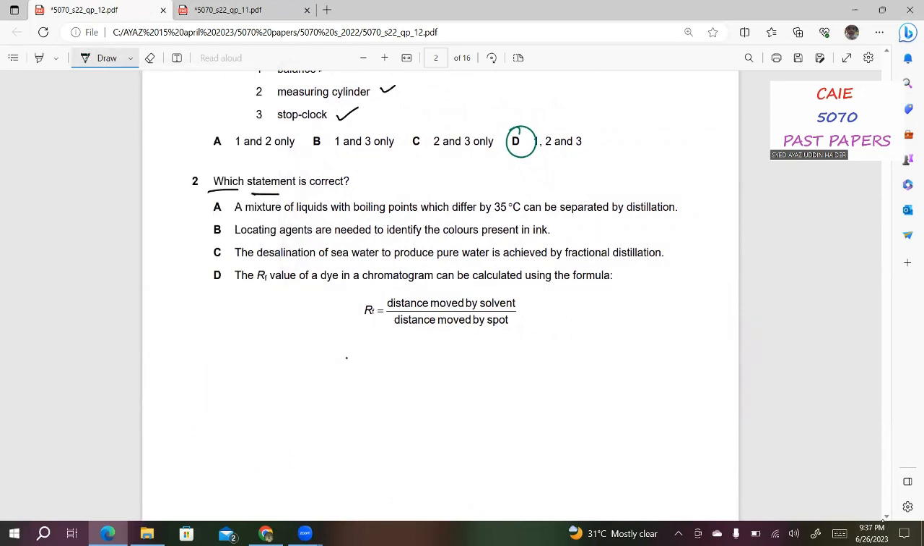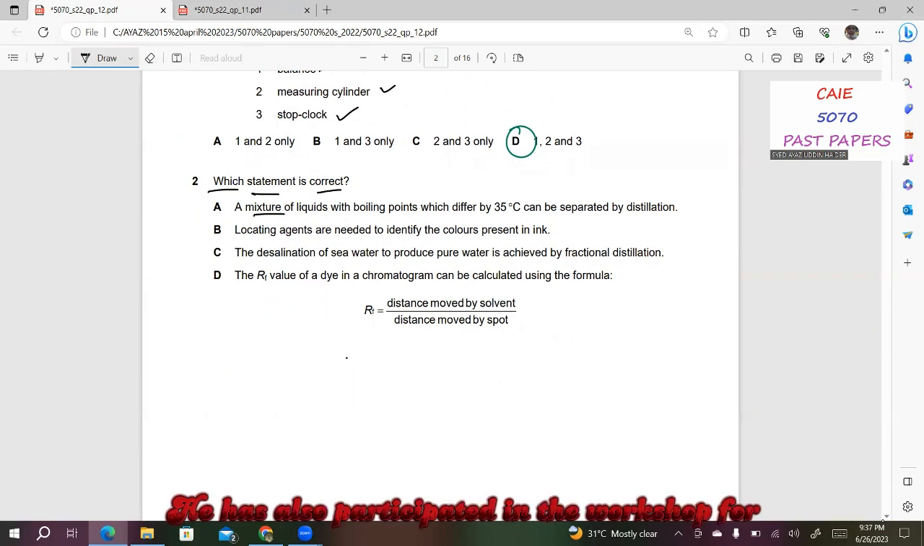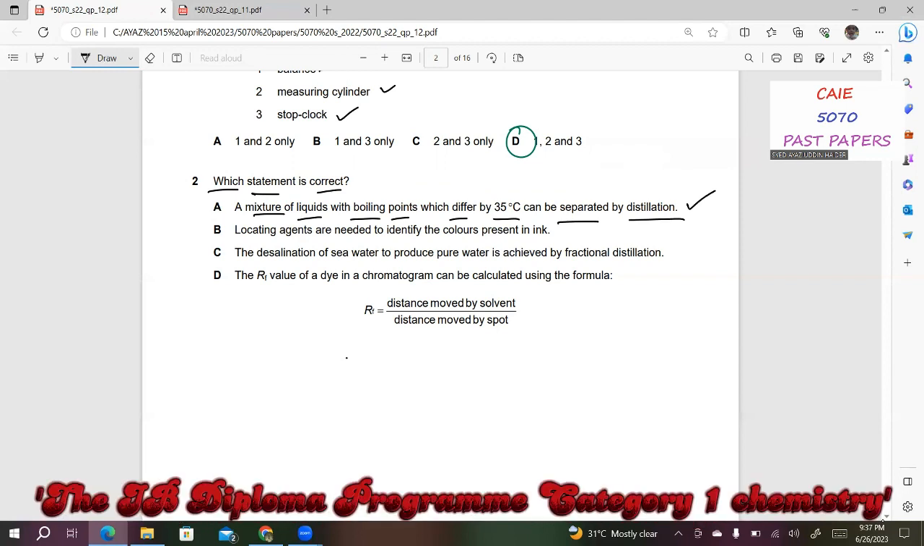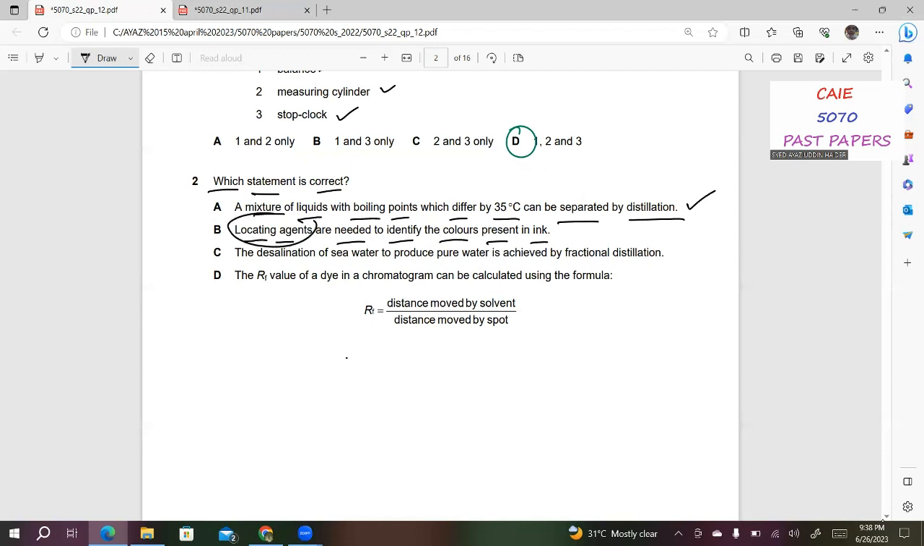Number two, which statement is correct? A, a mixture of liquids with boiling points which differ by 35 degrees centigrade can be separated by distillation. This is correct statement. You can separate the liquids with boiling point difference of this. They can be separated by distillation. B, locating agents are needed to identify the colors present in ink. In order to check the colors present in the ink, we need chromatography, but locating agent is not needed. Locating agent is needed only for colorless substances.